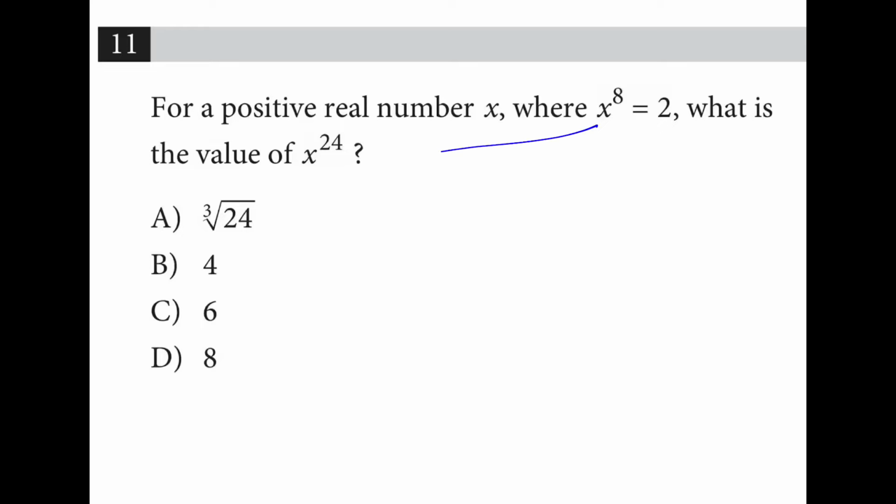So how do we get from x to the 8th to x to the 24th? It turns out if we take that to a power, then the power to a power rule, you just multiply, and you get x to the 24th. Since we took the left side to the third power, we have to take the right side to the third power also. And that just gives us 2 times 2 times 2, which is 8.